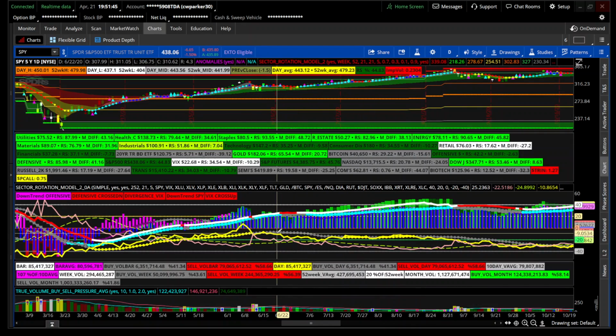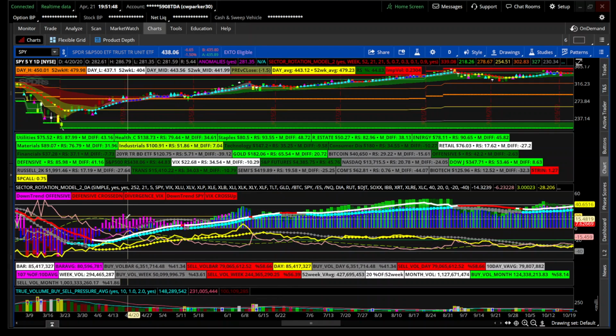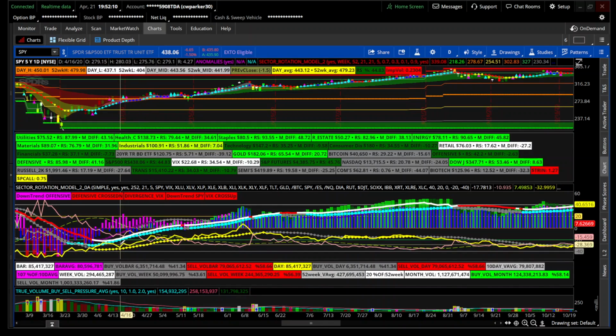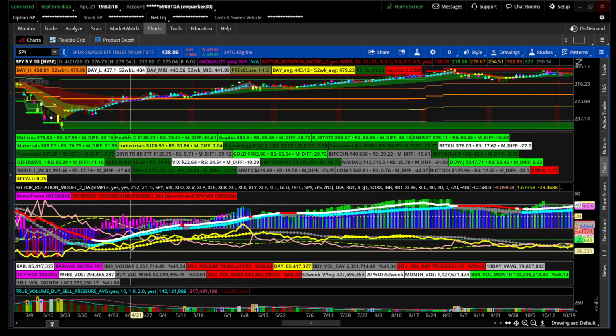And if you don't remember from the last video, the magenta color is the defensive sector. Blue is offensive. This cyan color is the average of the offensive sector. This purple color right here is the average of the defensive sector. And this yellow line right here is the actual energy, and this dotted line right here is the average of energy. Energy is by itself. It doesn't belong to defensive or offensive.